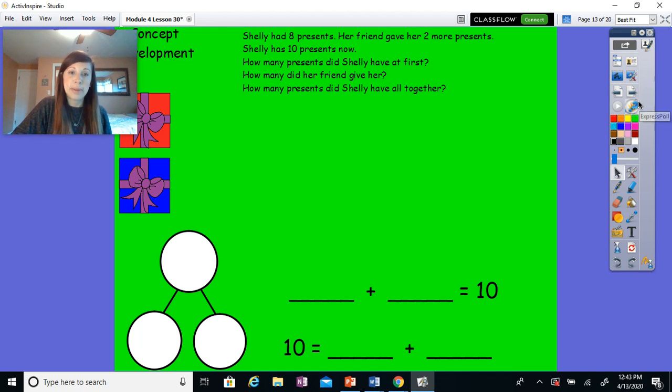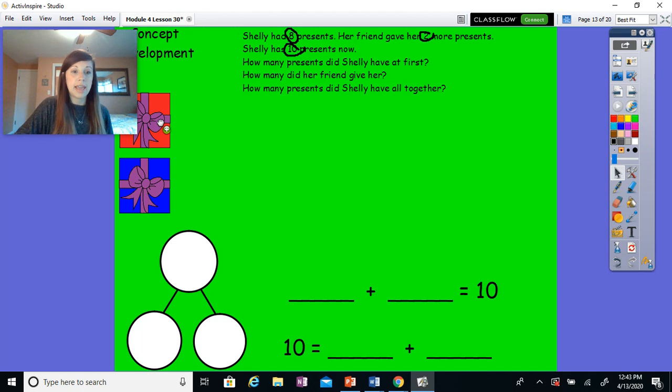This time we get to talk about something fun like presents. Who doesn't love presents? All right, help Miss Dolphin read. Shelly had 8 presents. Her friend gave her 2 more presents. Shelly has 10 presents now. Okay, before we move on, let's make our picture. Now I have 2 different colored presents. I have red presents and blue presents. I'm going to start with the red, and it said that she had 8 presents to start with.